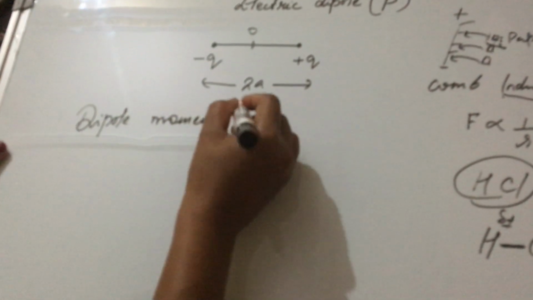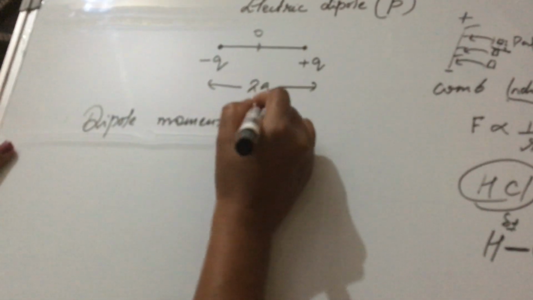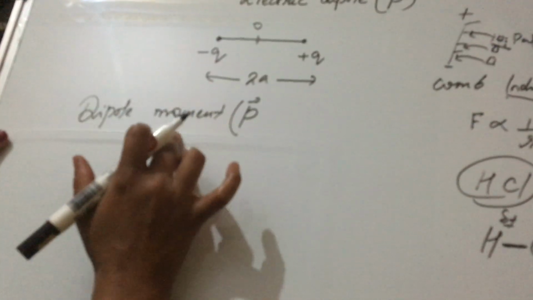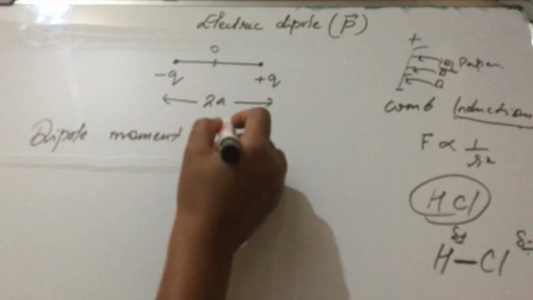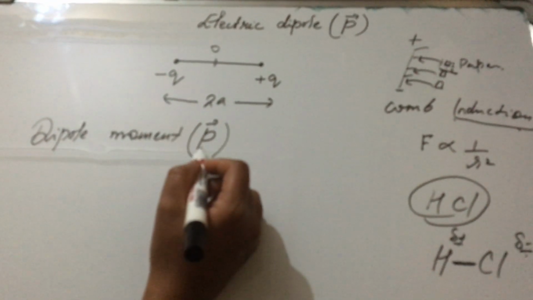See, the symbol for the dipole moment actually is P, not this one. Electric dipole is simply the system. With the dipole, the quantity which is associated is known as the dipole moment. Okay, now the dipole moment is a vector quantity.